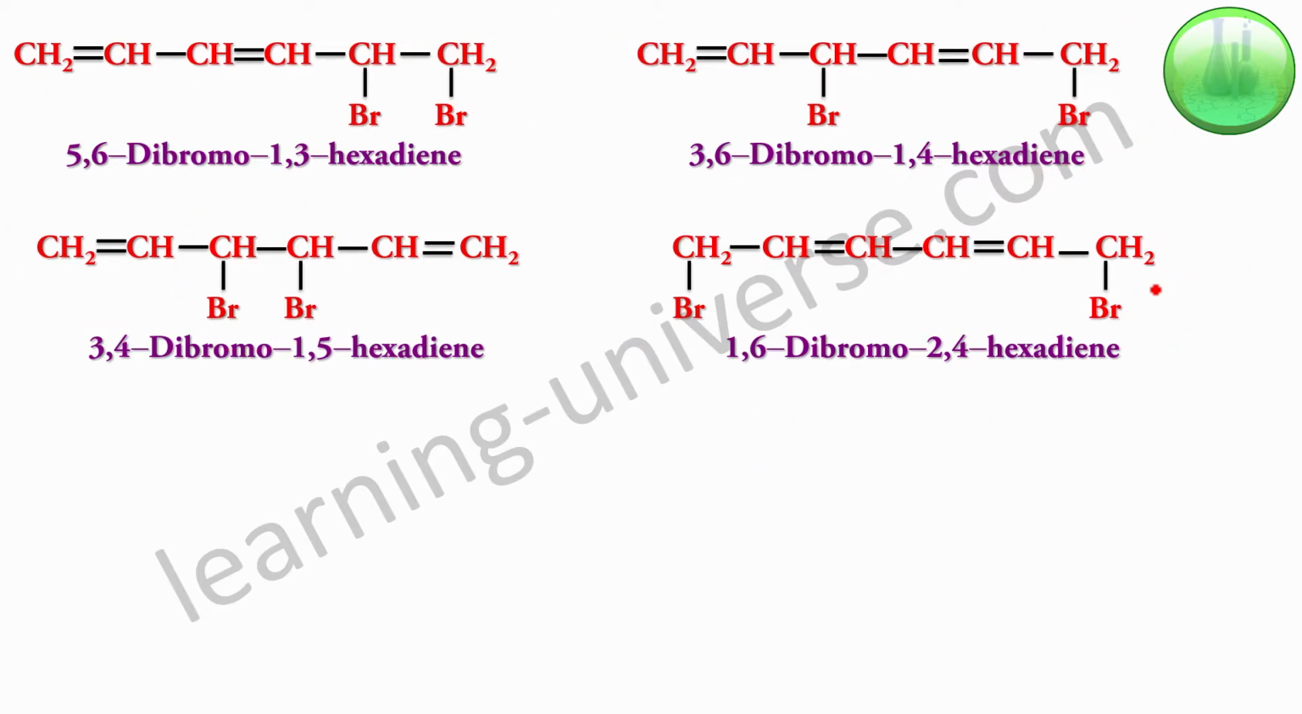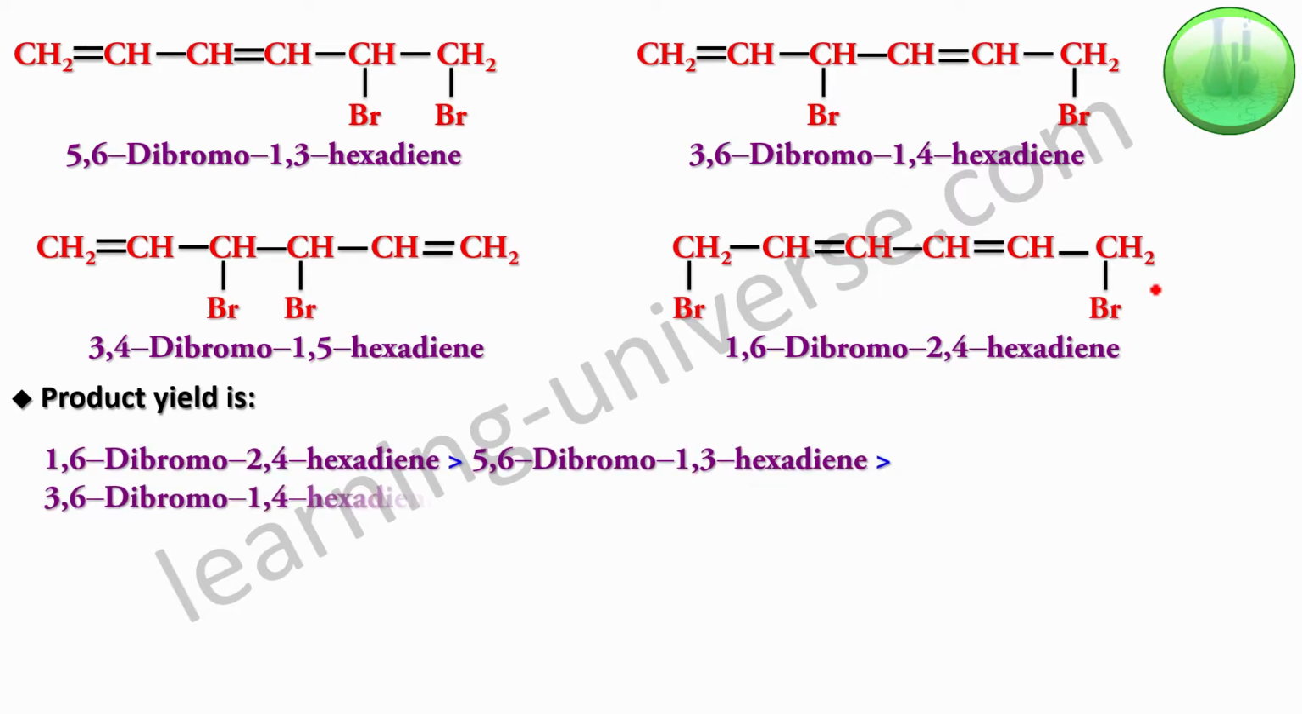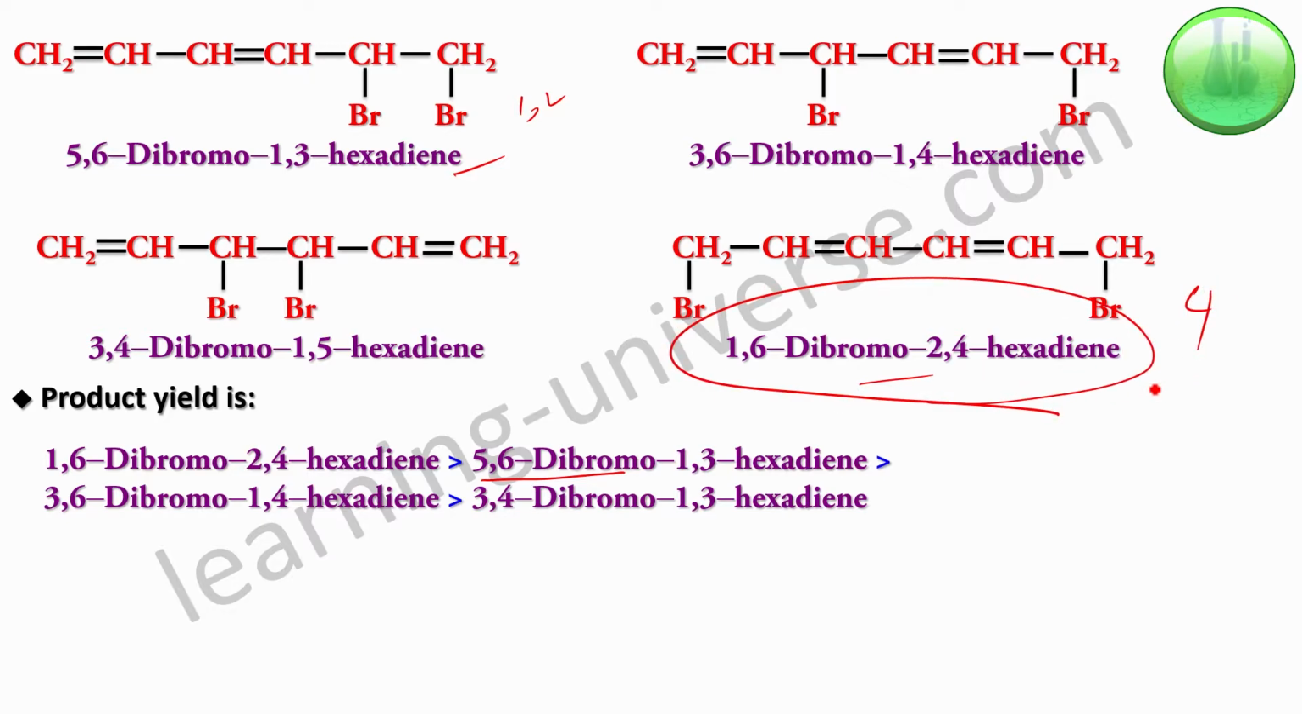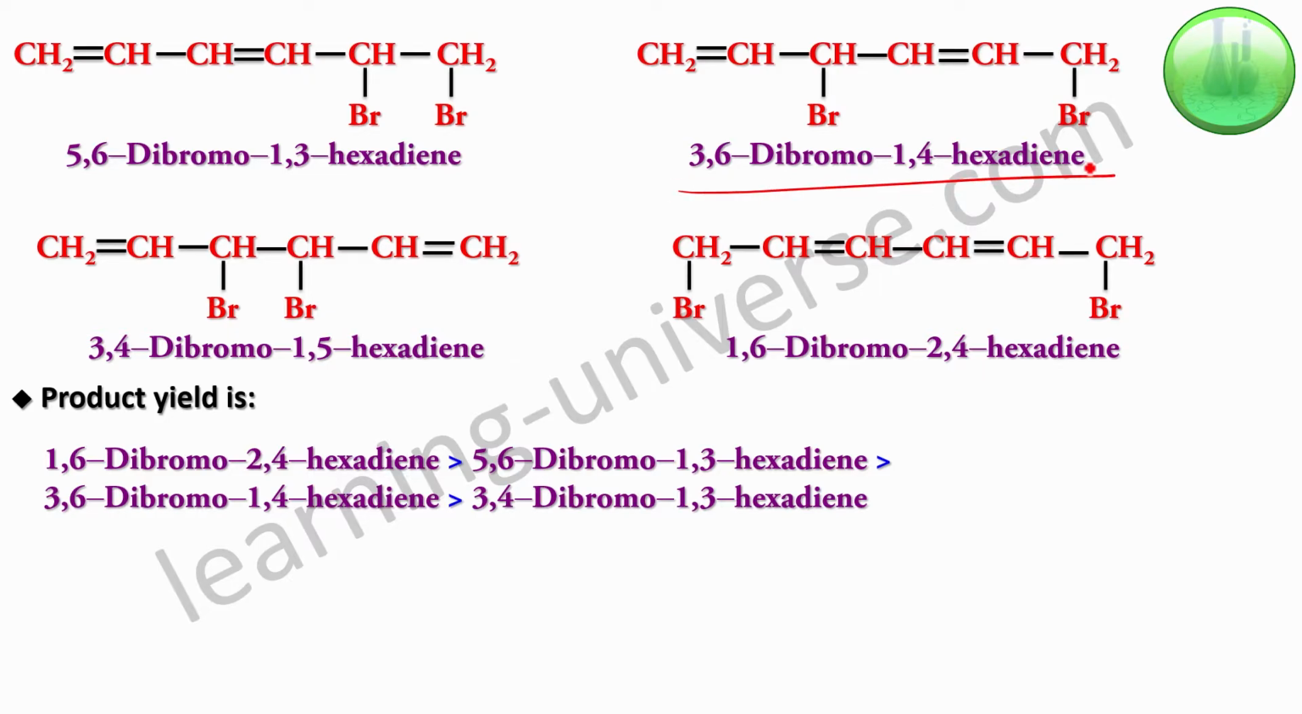But life is not that easy. The product yield is 1,6, which we expect is the least, is the most in value, then 5,6. 5,6 is okay to understand because it is formed by 1 and 2, but 1,6, how the hell is this highest? This was formed from structure 4. And then 3,6, which was the second least contributing, and then 3,4 is the least even though it is formed by structure 1 which is most contributing. Why the hell is this happening?